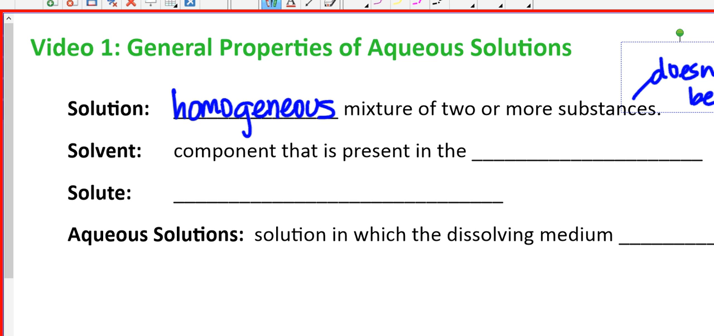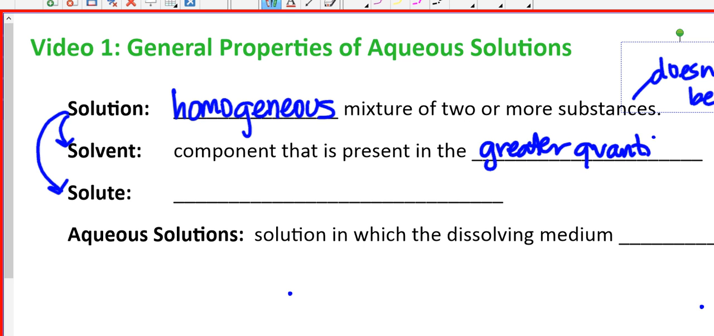All right, so solutions are made of two parts. They're made of a solvent and a solute. The solvent is the component that is present in the greater quantity. So if you have two parts or multiple parts, whatever you have the most of is your solvent. Now, water is considered the universal solvent because it dissolves most things. And for most cases, when we are talking about different solutions that we may come across in the chemistry world, many of them are going to have water as the solvent.